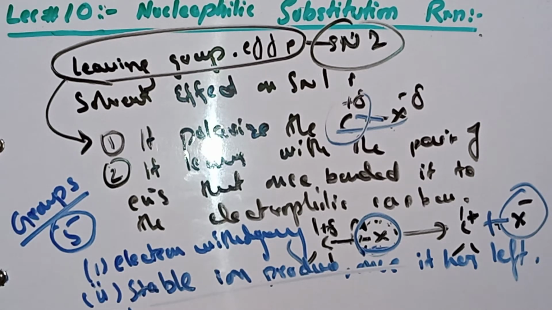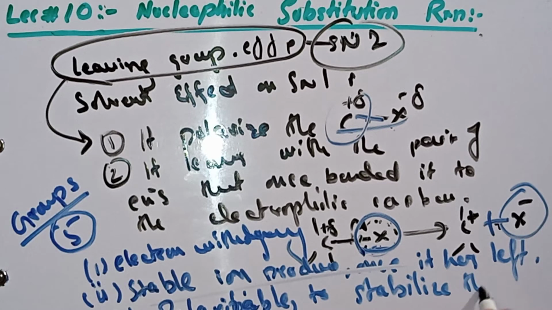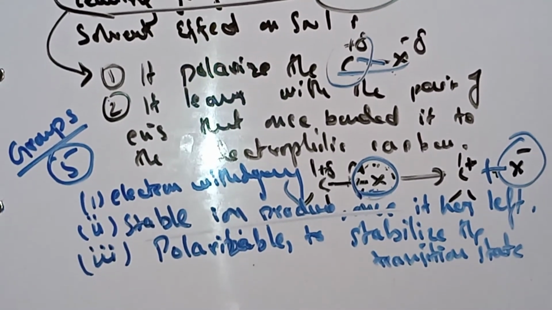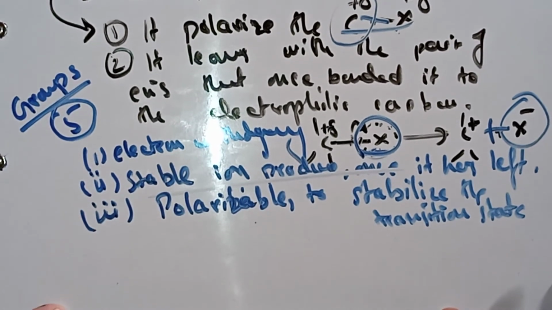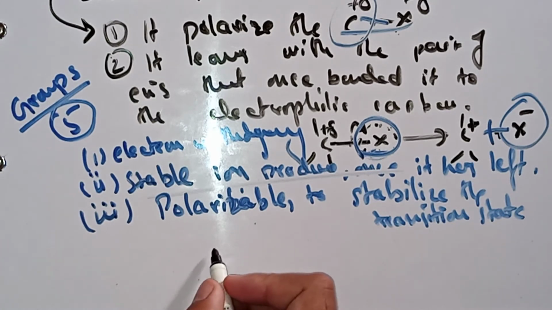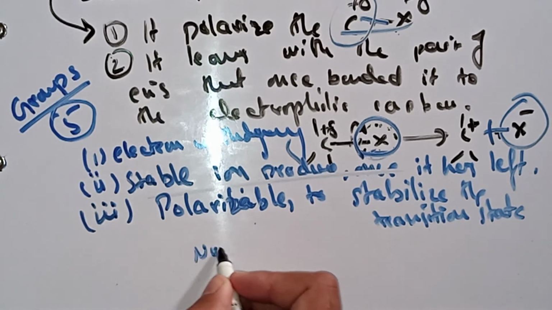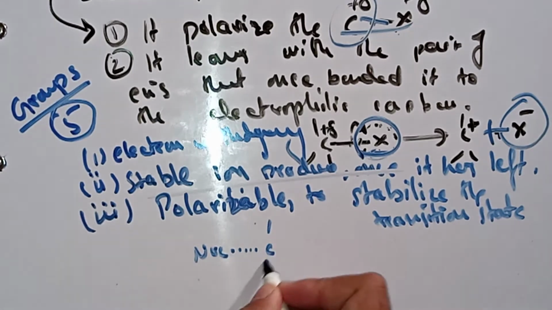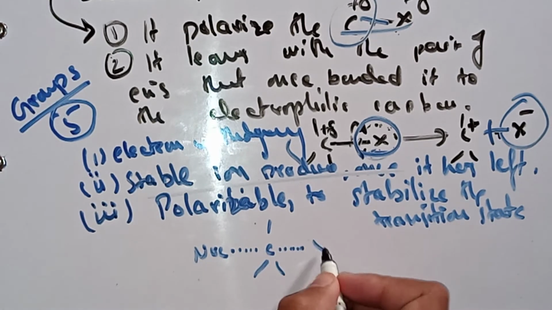The third point is polarizability. It should be polarizable, to stabilize the transition state. Let's suppose this is the transition state. When the nucleophile attacks the carbon, it becomes like this transition state.